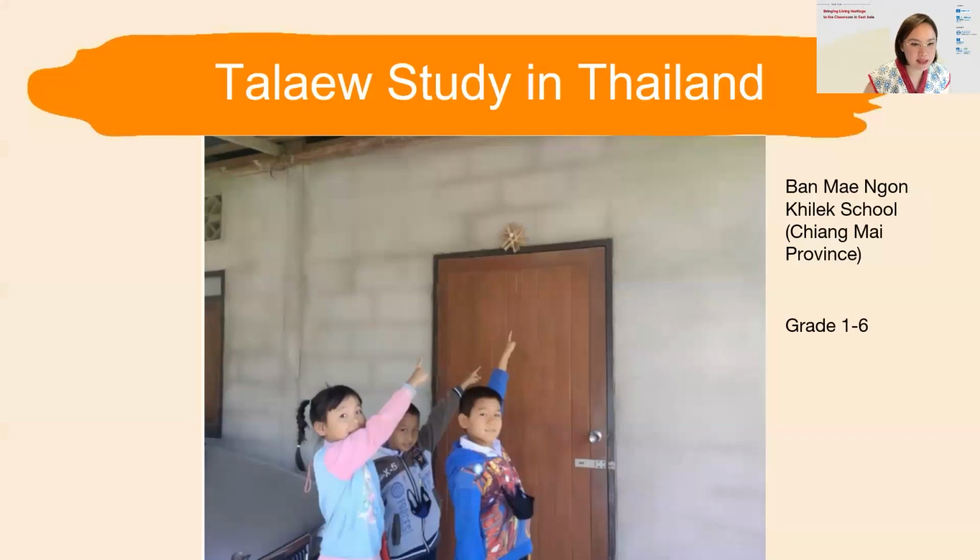Now I will talk about the case study in Thailand. This is for grades 1 to 6 in Chiang Mai province, Ban Mae Ngon Khilek. So the teachers did a study on how to select the living heritage, right? Like, what living heritage should I use and teach in my class?